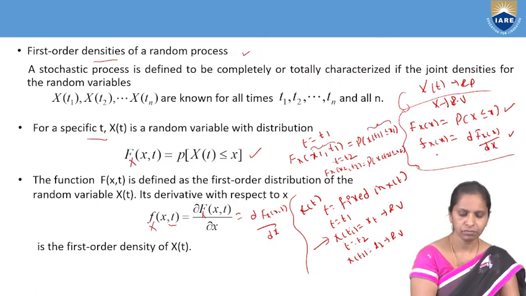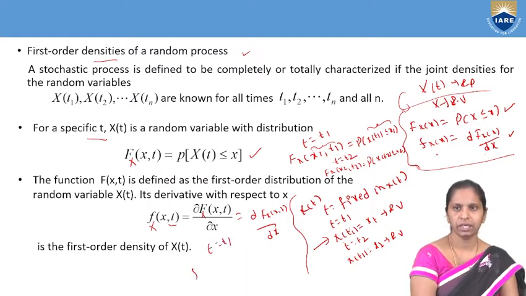Now I am taking here t equals t1. Then what is the density function, the first order density function? If t equals t1, then x of t1 is equal to x1. Therefore, this is called what? x1 for what value of t? If t equals t1.